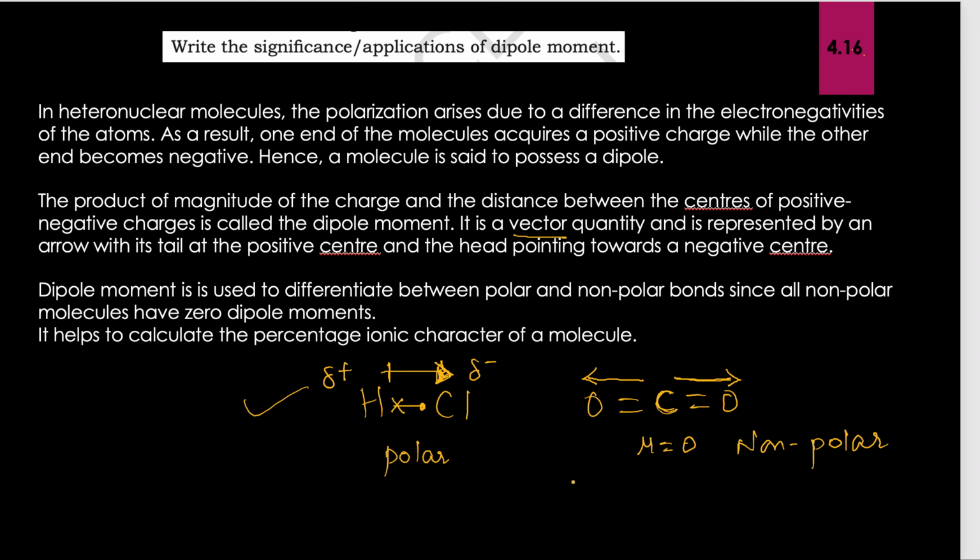So just to sum it up, when you have a value for a dipole moment, such molecules are classified as polar molecules, whereas the ones that have zero dipole moment come under non-polar molecules.